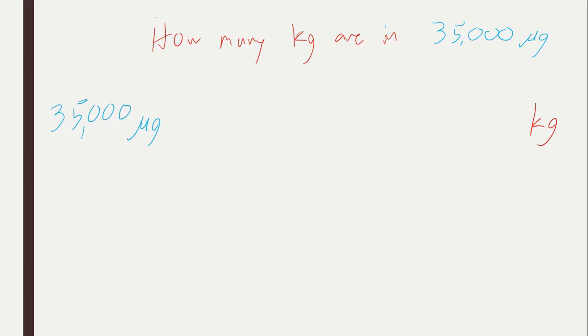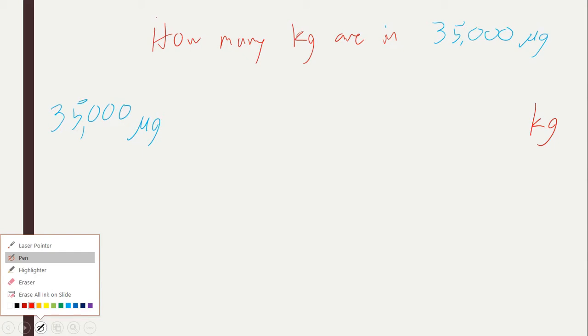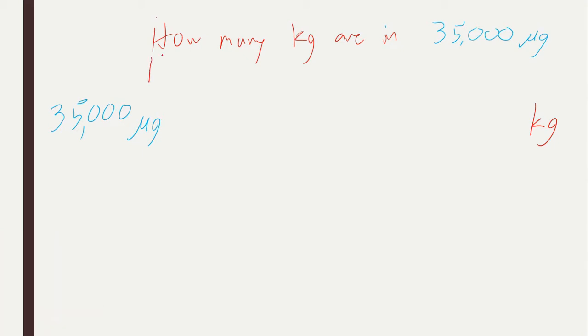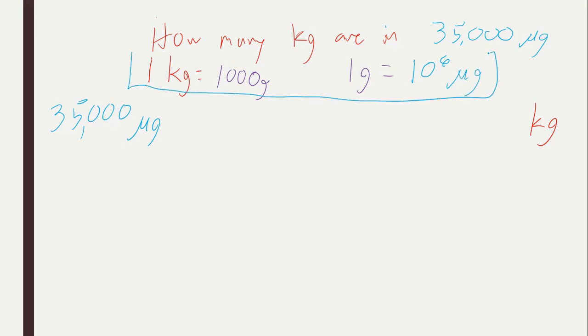And we're going to need some equivalences, some conversion factors. So if we go back to our list, I guess I'll just keep that 1 kilogram is equal to 1,000 grams. And we're also going to see that 1 gram is equal to 10 to the 6th micrograms. All right, so these are the two conversions we're going to need, because we need one for the kilograms and one for the micrograms. And on our chart, those are the ones we know.